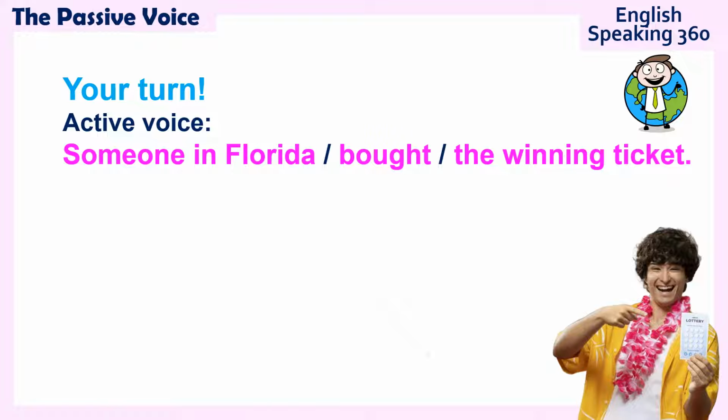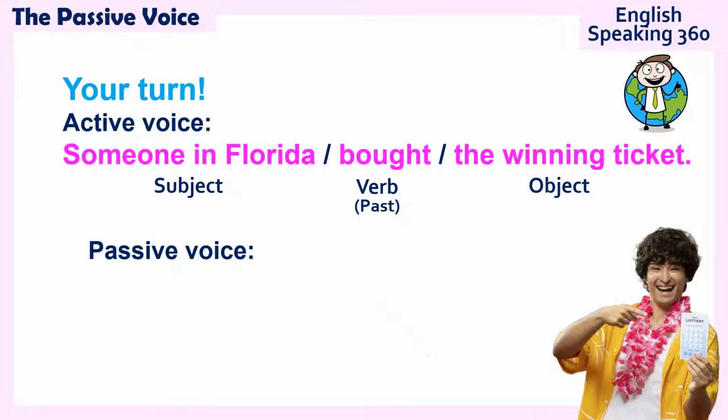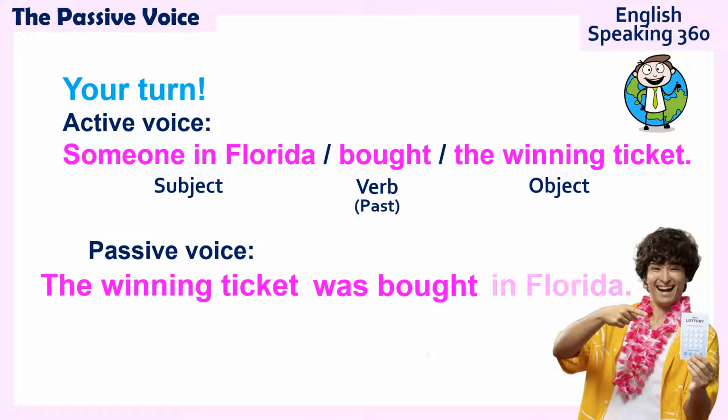Here's another example. Someone in Florida bought the winning ticket. Subject, verb, and object. Now, can you make the passive voice? The winning ticket was bought in Florida. You could also say the winning ticket was bought by someone in Florida, but you don't need it. The winning ticket was bought in Florida is good enough.